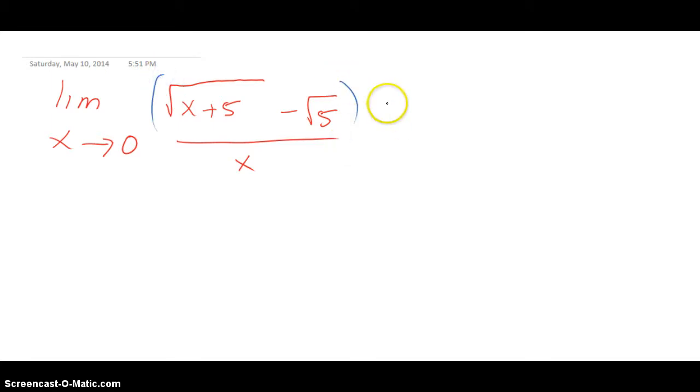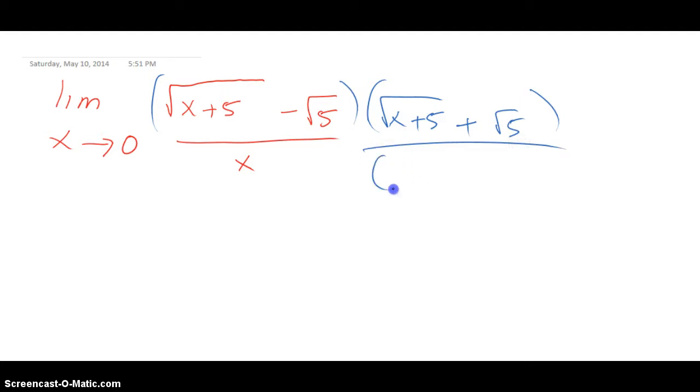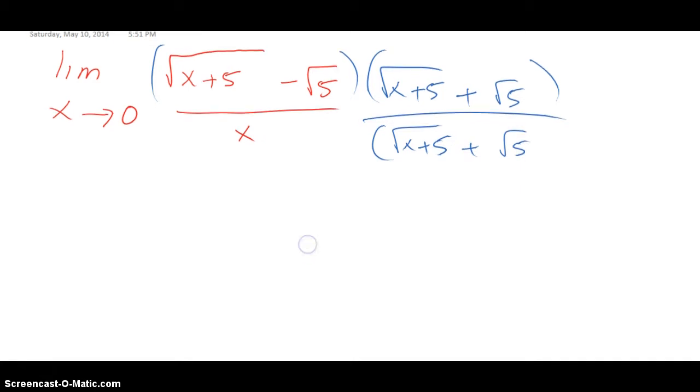So we're going to take this numerator and multiply by exactly the same thing, except we change that negative sign to a positive right there. And we do the same in the denominator. That's going to be square root of x plus 5 plus root 5. And now we're going to distribute. So you can see on the top we have an a minus b times an a plus b.